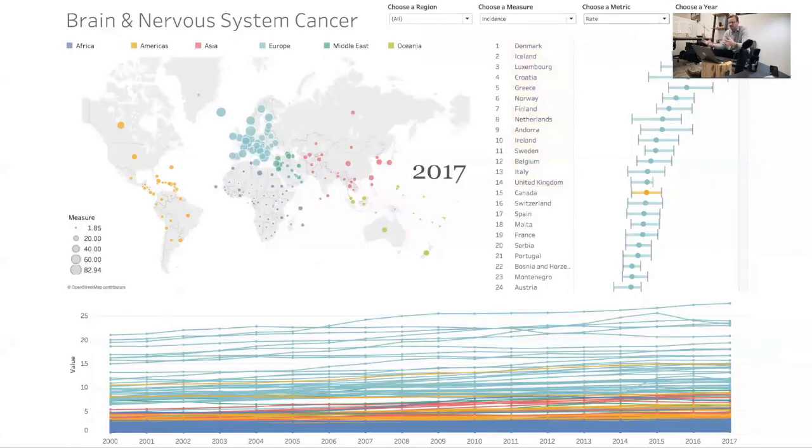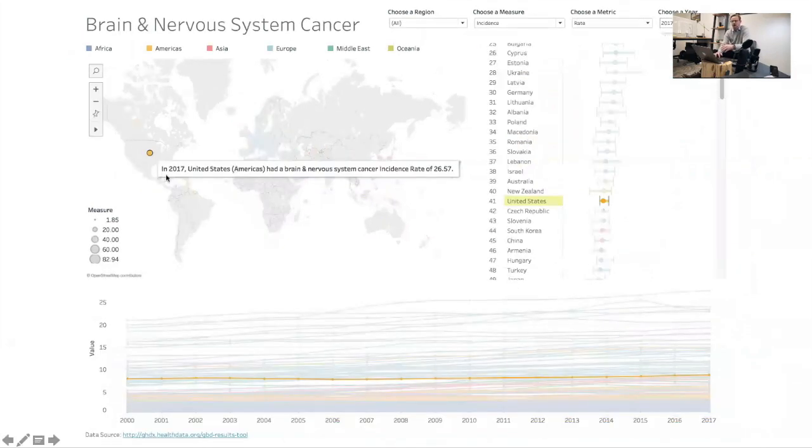Again, I just wanted to see highest, lowest, things of that nature. But I noticed right away that I was able to get the answer to my question pretty quickly, even just in the middle of exploring the contours: in 2017 at least, the United States ranked 41st in terms of the incidence rate of cancer, 26.57. Again, I believe that's per 100,000 people diagnosed with brain cancer in the United States. 41, not even in the top 40, which is very interesting to me. So in that sense, my question was answered.